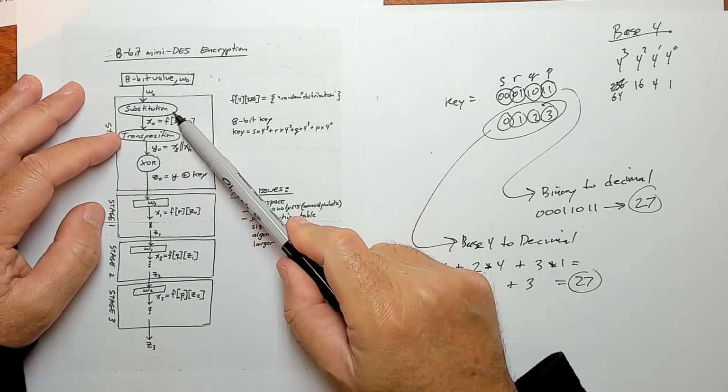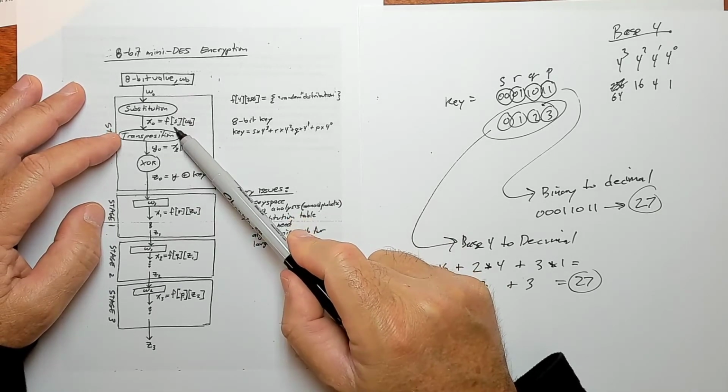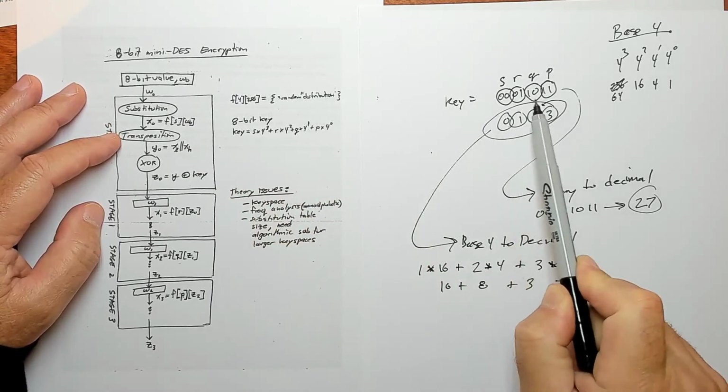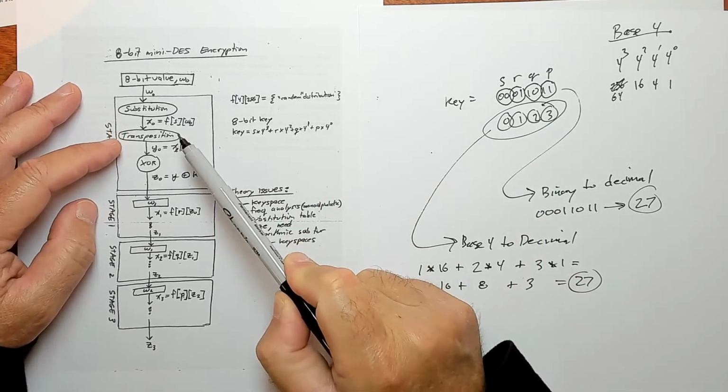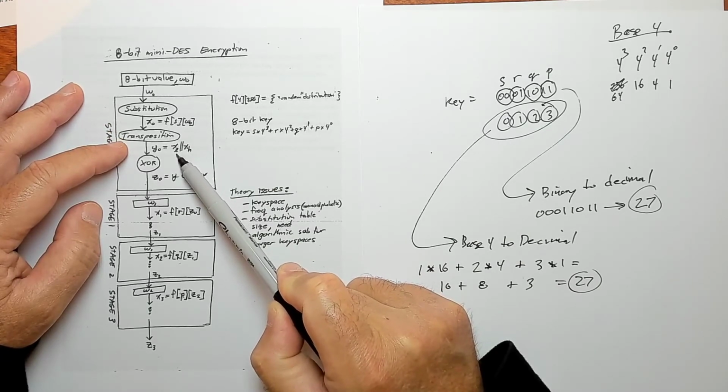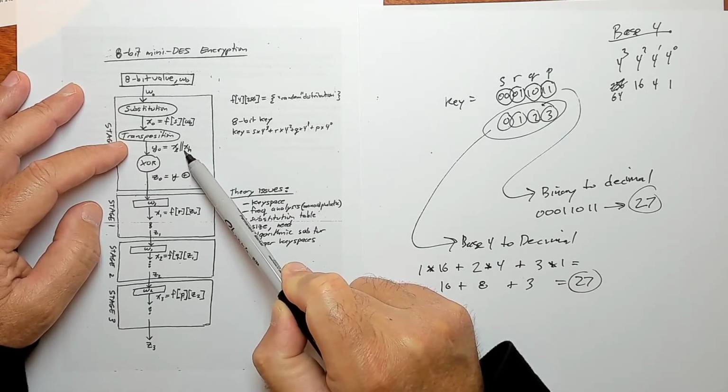So anyway, you do a substitution driven by the key, where I break the key up into 2-bit fields, and I use that to drive the substitution. Then I'm going to do a transposition on the data. I'm just going to mix up the data, and the easiest thing to do is swap the nibbles.